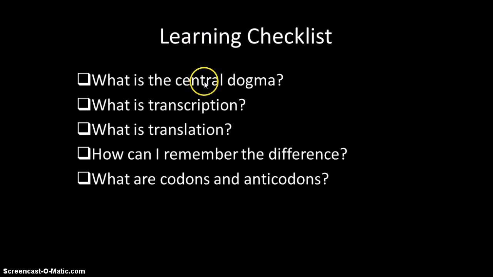Okay, so central dogma, real quick. It's DNA to RNA, RNA to protein. Transcription gets us from DNA to RNA, while translation then takes us to protein. We talked about tricks to remember it. Feel free to look back at my tricks or make your own. Codons are on mRNA, and anticodons are on tRNA.